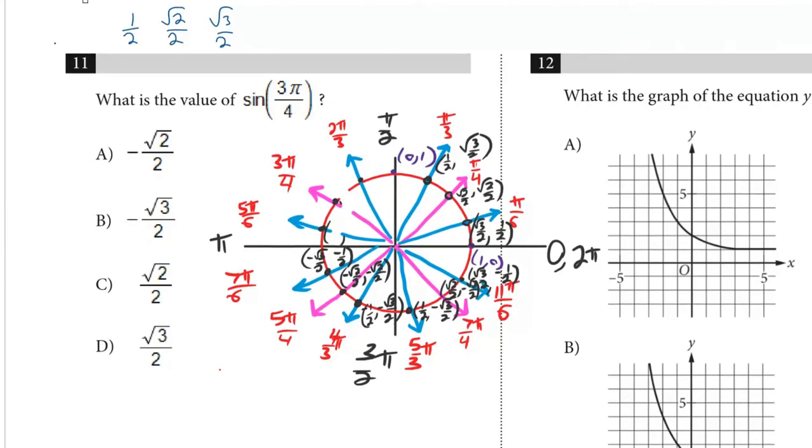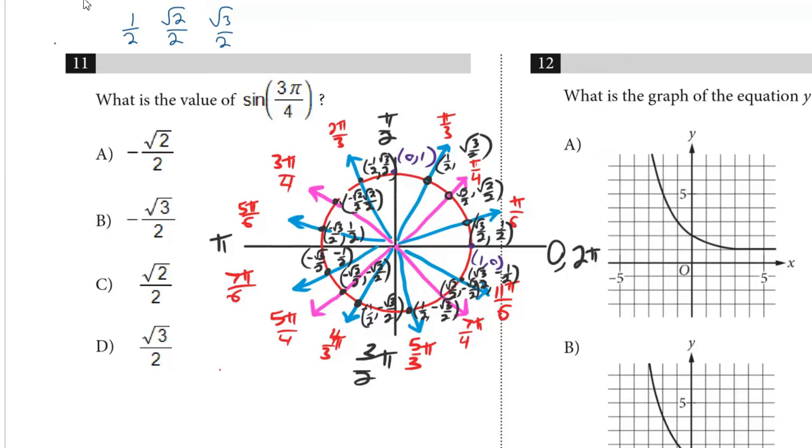Okay, so here we go. The y values are 1 over 2, root 2 over 2, root 3 over 2, and the x values are negative: negative 1 over 2, negative root 2 over 2, negative root 3 over 2. Sheesh. So pre-calc, definitely one of the hardest classes you'll ever do in high school, right?